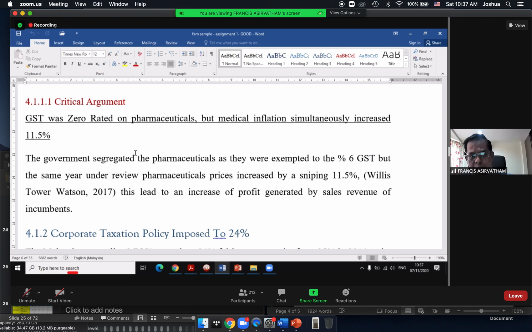Critical argument. When you write a critical argument, you have to write a title exactly what your argument is. GST was zero rated for pharmaceutical companies. Medical inflation simultaneously increased. There is inflation, there's a zero rated industry. So there is his argument. So there are two issues that he's going to highlight. And this is what he is doing. So the argument, you can see, you don't need to write a lot.